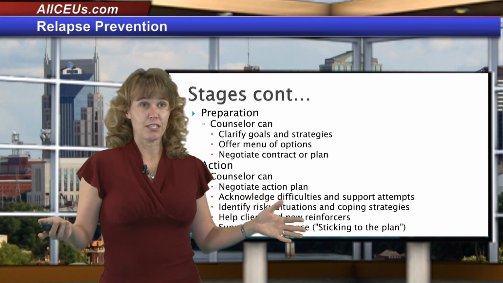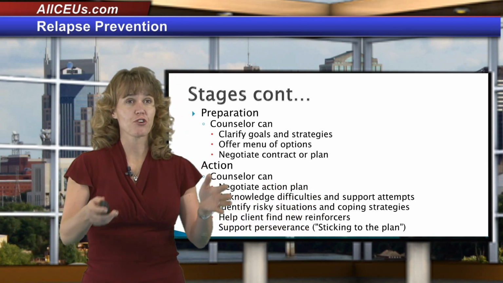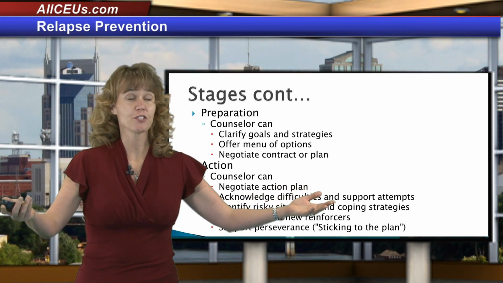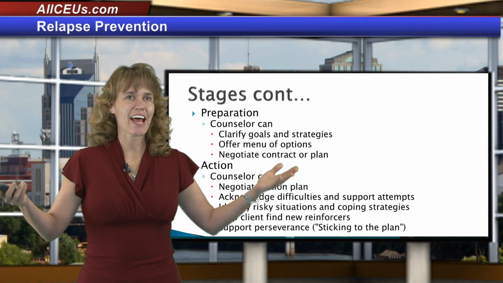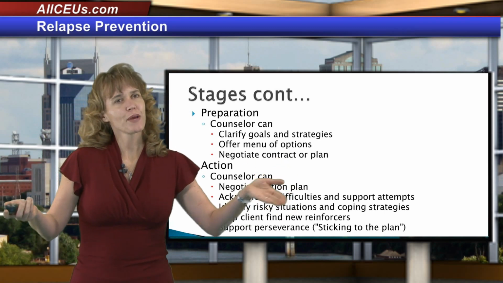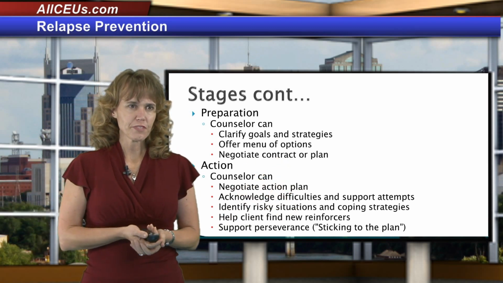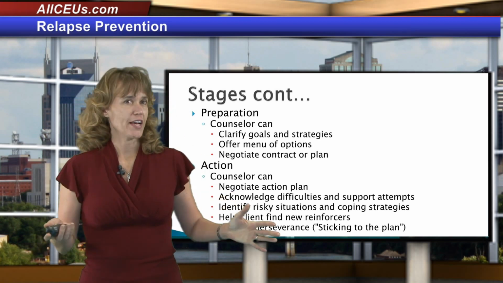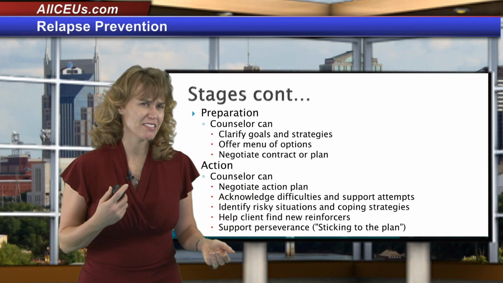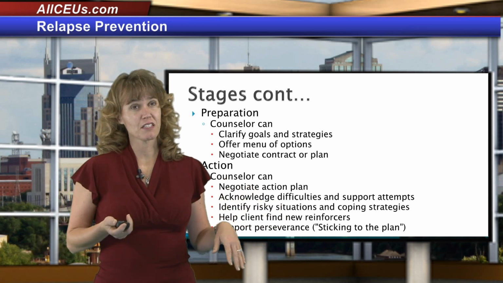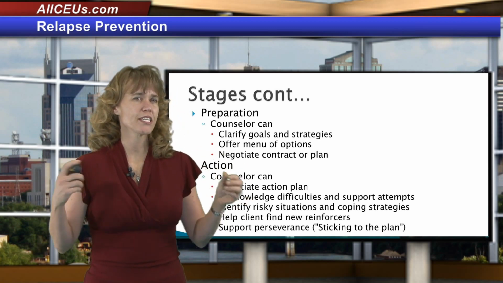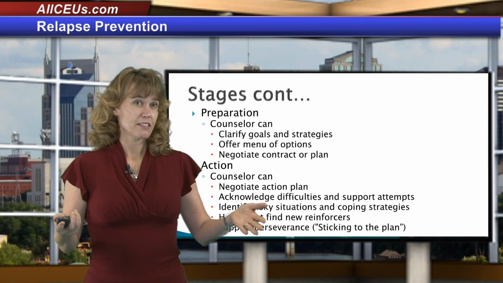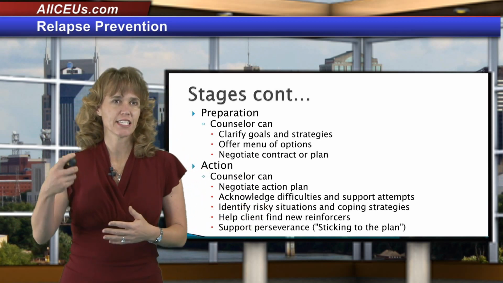Offer a menu of options. Let them know the different types of strategies and different types of treatments that are out there. Whether it's mental health or substance abuse or physical health, everything has multiple treatment options. So make sure you're aware of those. And negotiate a contract or a plan. Okay, so you're thinking that you may need treatment and you need to find a therapist, but you're not quite sure yet exactly which therapist you're going to choose. How are you going to do that? And let's set a goal for when you would like to have your first appointment.